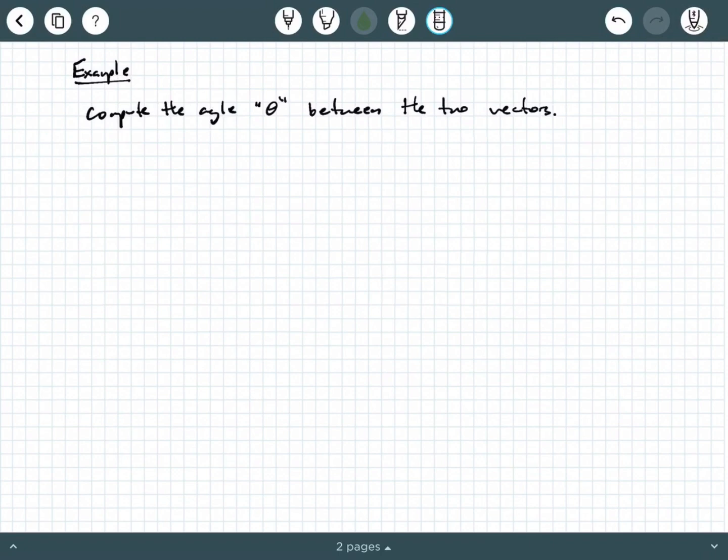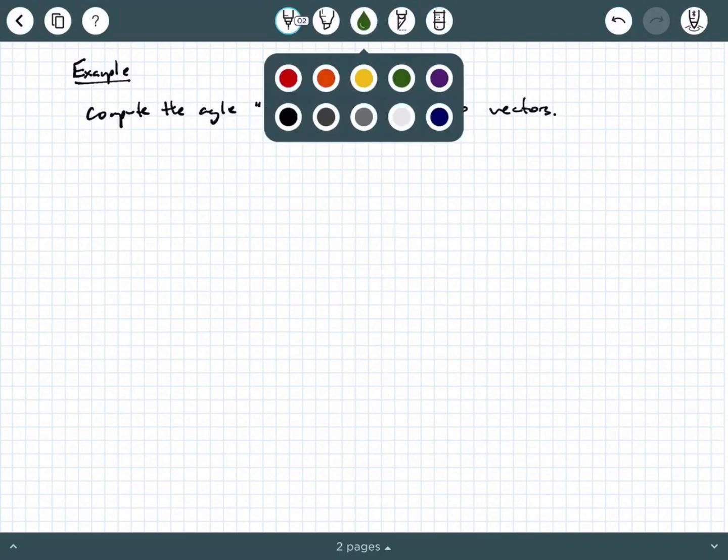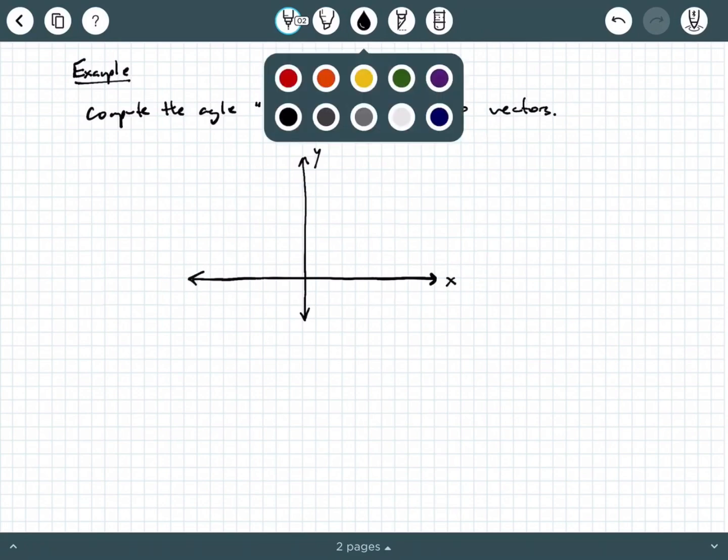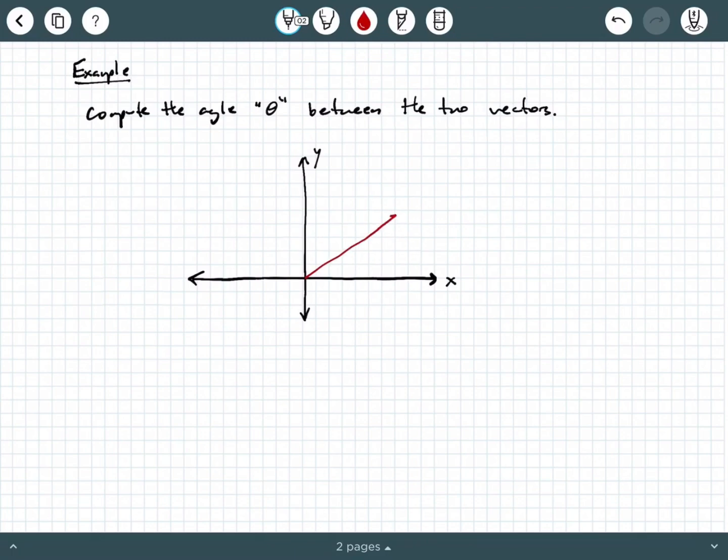In this example, we're being asked to compute the angle theta between the two vectors. So let's go ahead and draw our figure, and all of this is still given information, by the way. We're going to have a two-dimensional problem here, with a set of x, y coordinate axes, just like this. And we're going to have one vector right here, and this is going to be f1.